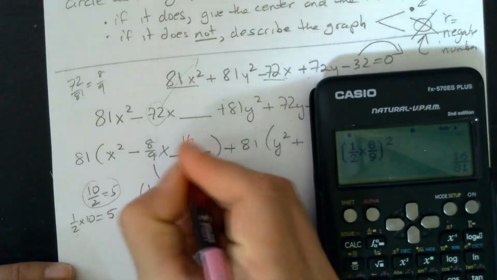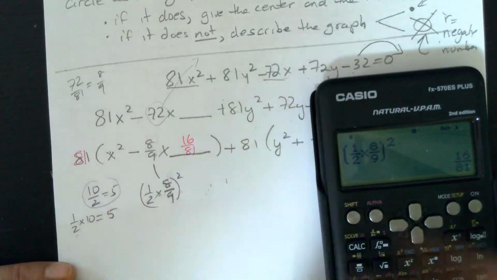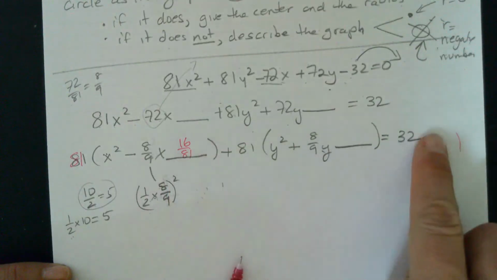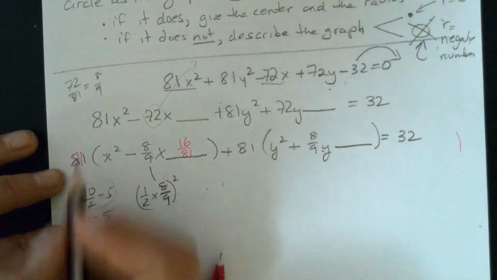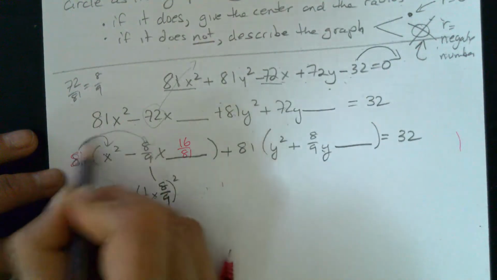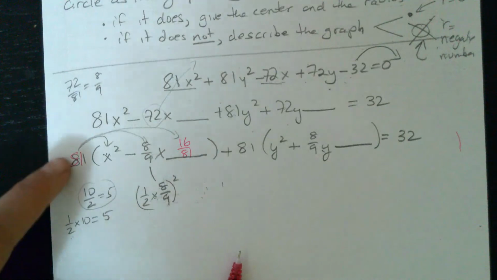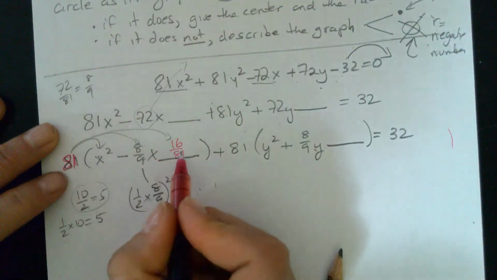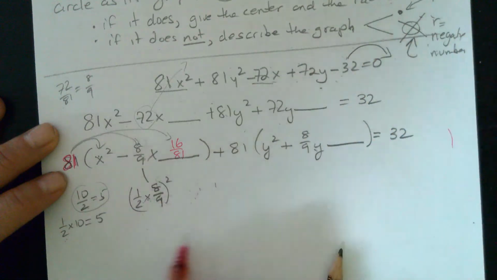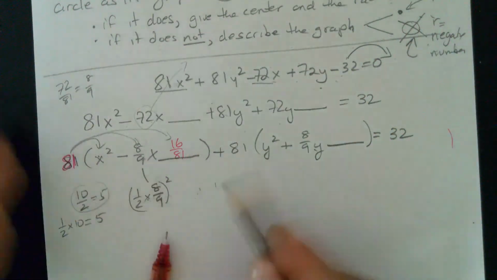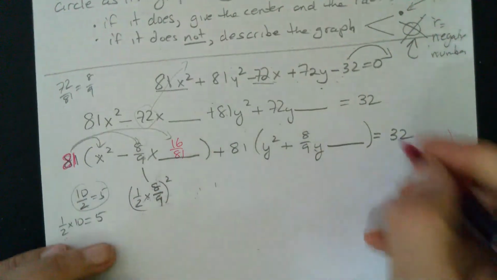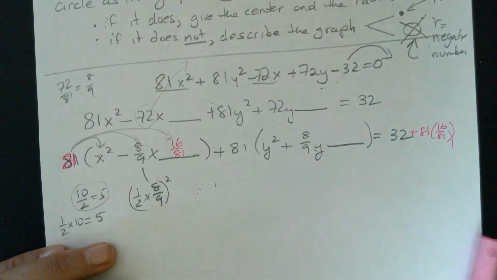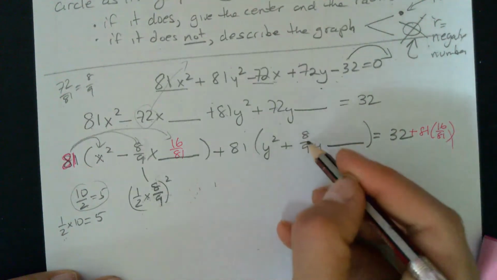So now I usually just add this to the other side, but because this multiplies this, this multiplies this, so really I have to take this 81, multiply it by this, and then add it to that side, because really I have this big new number on this side, so I need this big new number on this side. There. So now I do the same for this one.